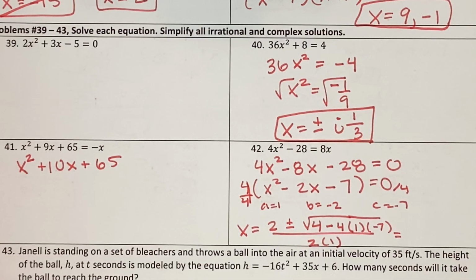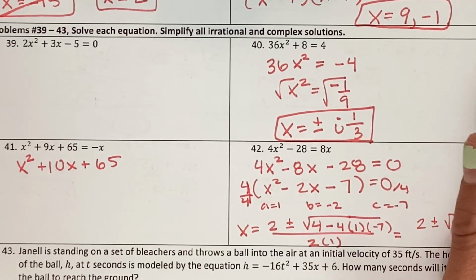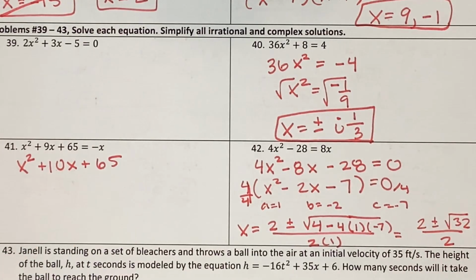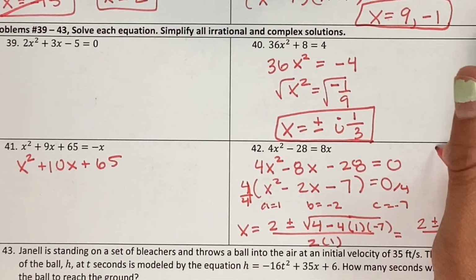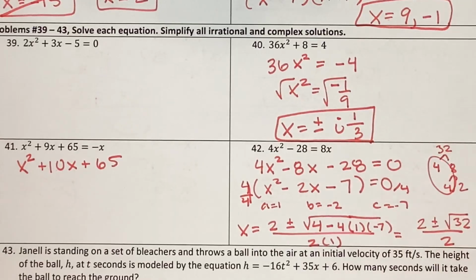4 times 1 times -7. So 2 plus or minus the square root of 32 over 2. 32 breaks down to 4 and 8, 4 and 2. 4 comes out.